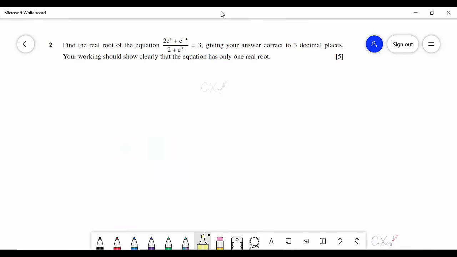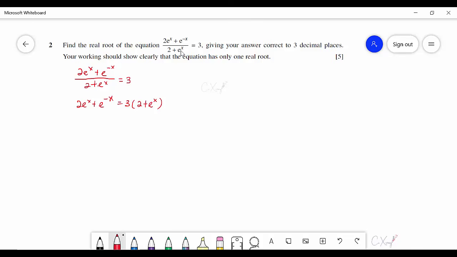Now we come to question number 2. They give you this equation and want you to find the real root, giving your answer correct to 3 decimal places. For this particular equation, maybe you can write it out first. You see that it is originally a fraction. To solve it in an easier way, I will bring the denominator to the other side, and therefore I have 2 plus e to the power x here.